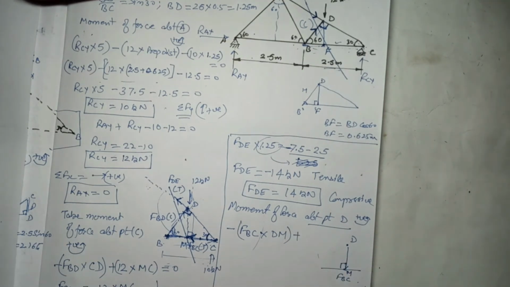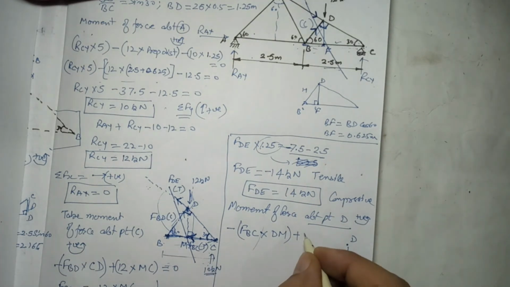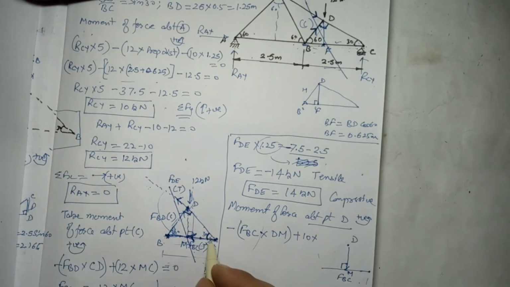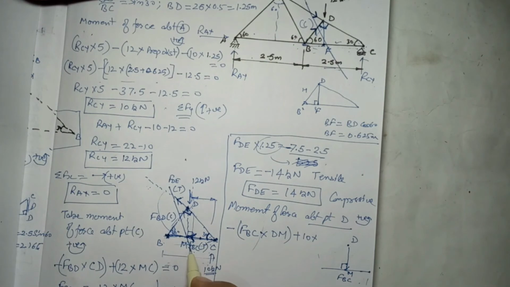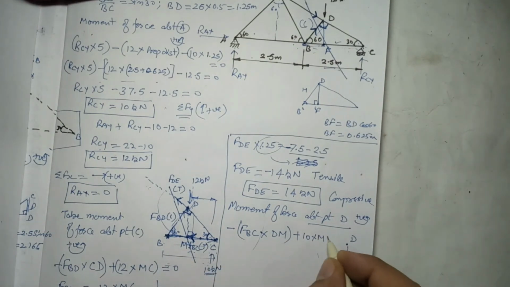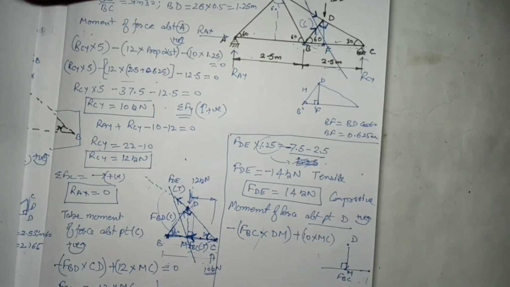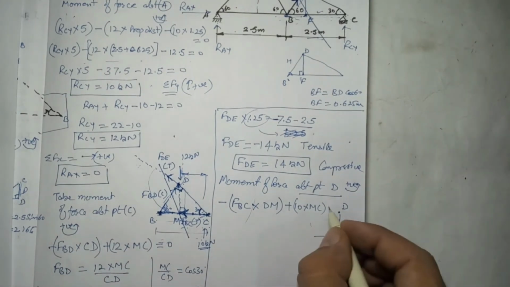After that, any other force, reaction. Here reaction is there, that is 10 kilonewtons. So I can say 10 into, now what will be the perpendicular distance from D to this? This is the perpendicular distance, this one. So I can say that is MC. So 10 into MC, right? Now that is equal to 0.